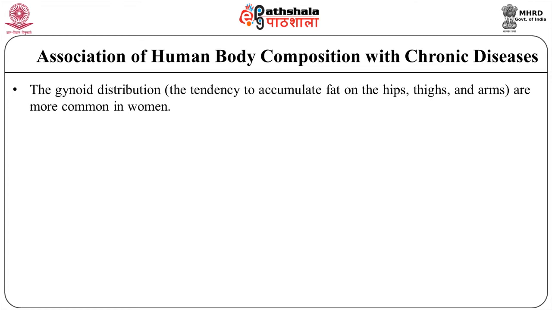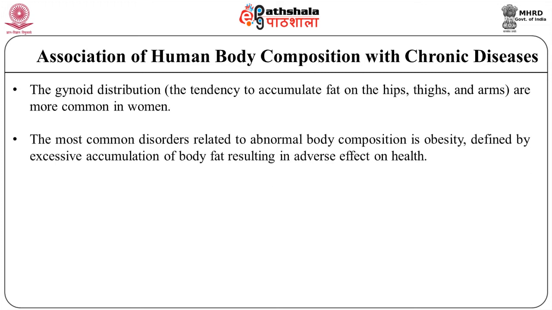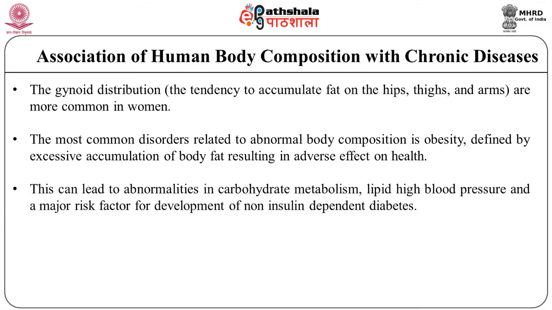The gynoid distribution, that is, the tendency to accumulate fat on the hips, thighs and arms, is more common in women. The most common disorder related to abnormal body composition is obesity, defined by excessive accumulation of body fat resulting in adverse effects on health. This can lead to abnormalities in carbohydrate metabolism, high lipids, high blood pressure, and a major risk factor for development of non-insulin dependent diabetes.